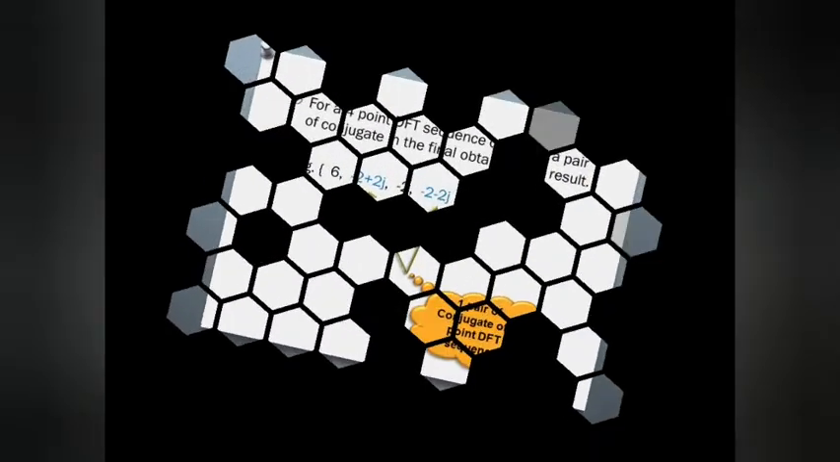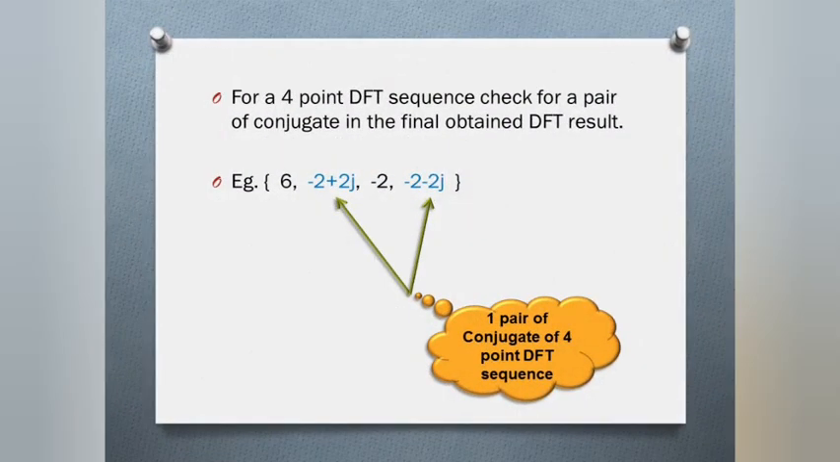Now also be sure that in your final answer there is always one pair of conjugates for a 4-point DFT sequence. For example, here minus 2 plus 2j and minus 2 minus 2j. So this is one pair of conjugates. For any 4-point DFT sequence we definitely need one pair of conjugates.